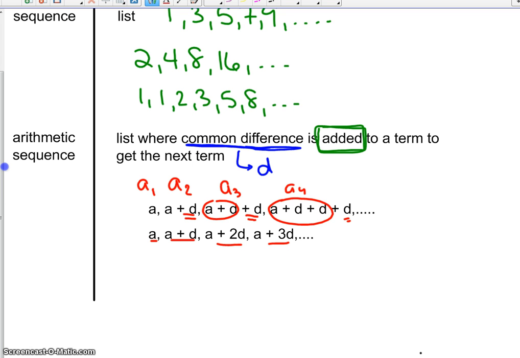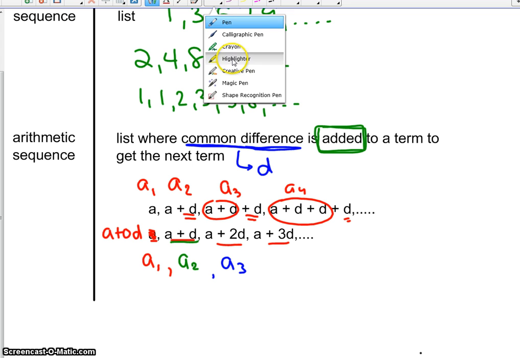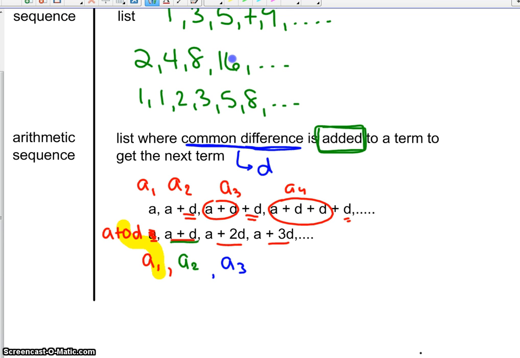Now, what we're going to look at here, and this will come up in a little bit, is the relationship between how many d's I have and my subscripts. And there is a nice little relationship here that most people notice right away: 0 to 1, 1 to 2, 2 to 3. My subscript, 1 less than that, is how many d's I've added on to that initial piece that I started with.